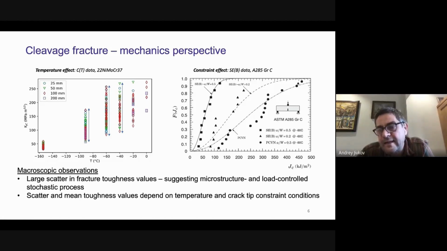So there is a scatter in the results here with compact tension specimens, but then if you measure with different crack depths, which you can do with a 3-point bend or SEN-B specimen, you can see that there is a difference in the probability of fracture as a function of the applied J integral. And so the conclusion from this is that we have a large scatter, and this suggests that there is a strong microstructure and load controlled phenomenon here. And this scatter means that the toughness values depend on temperature and on the crack tip constraint as a minimum.